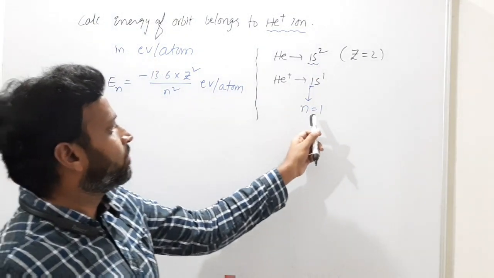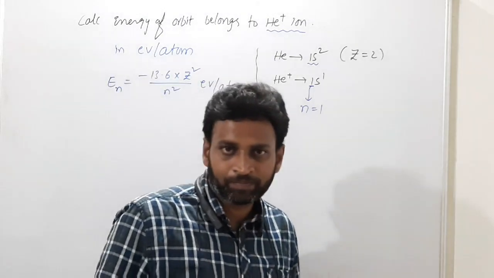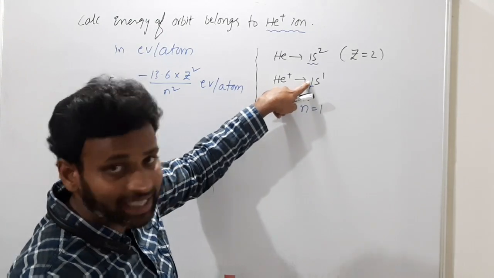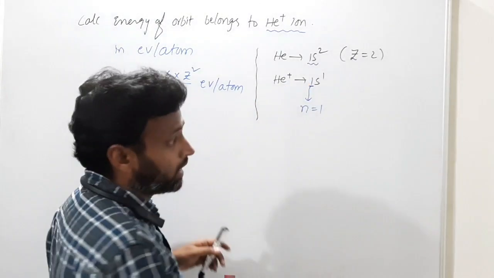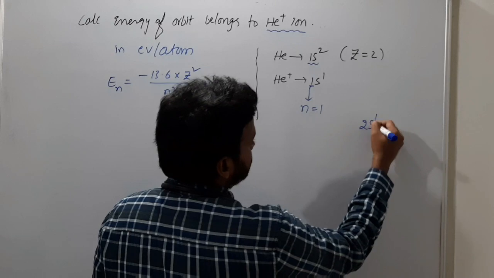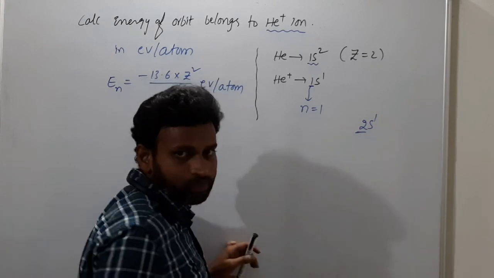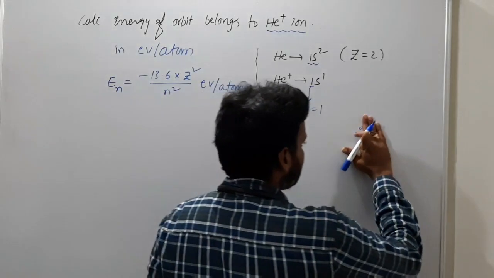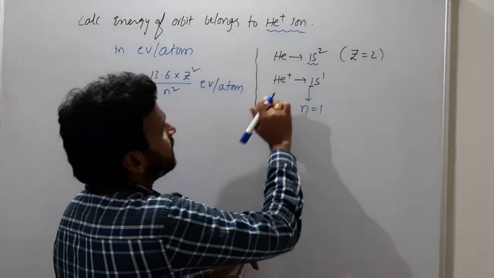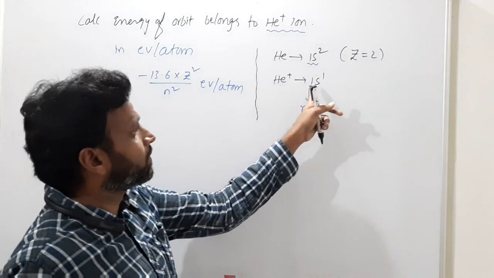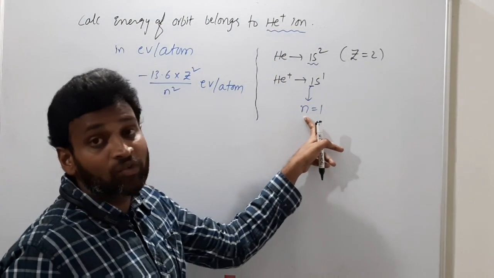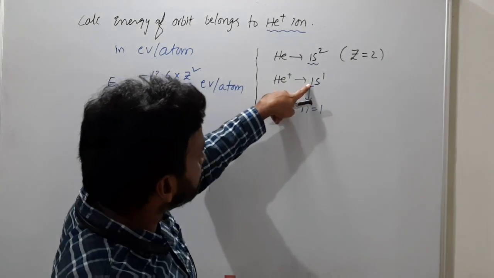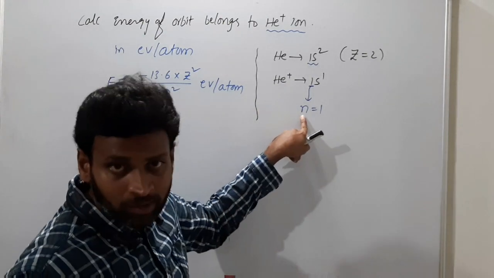So the shell belongs to K shell. This electron is present in which shell? First shell. This number indicates the shell. I told you already, if the electron is something like 2s1, then 2, second shell. Understood? But here in He+ the electron is present in 1s1, so the n value is 1. This particular number gives the principal quantum number, I told you.